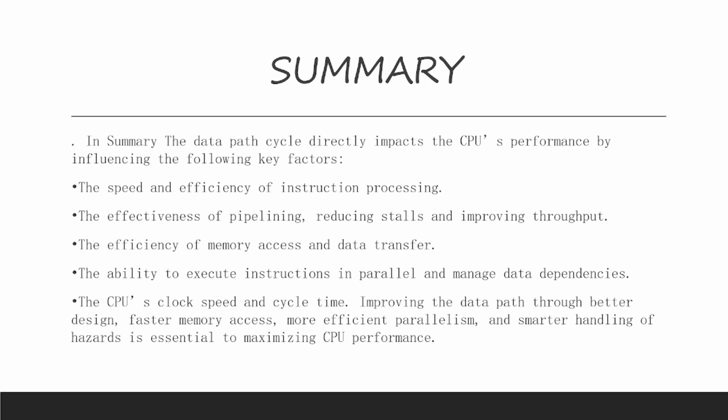To summarize this whole lesson, the data path cycle directly impacts the CPU's performance by influencing the following factors: the speed and efficiency of instruction processing, the effectiveness of pipelining in reducing stalls and improving throughput, the efficiency of memory access and data transfer, the ability to execute instructions in parallel and manage data dependencies, and the CPU's clock speed and cycle time. Improving the data path through better design, faster memory access, more efficient parallelism, and smarter handling of hazards is essential to maximizing CPU performance.